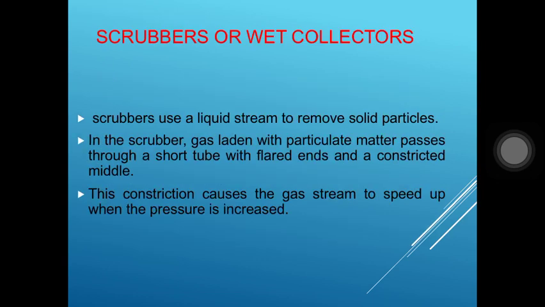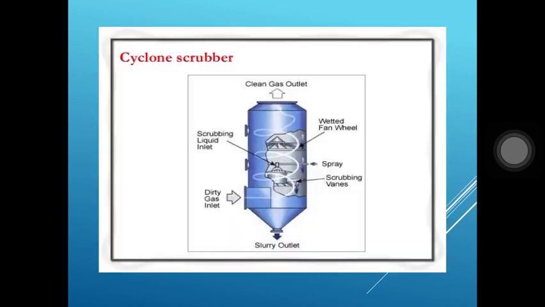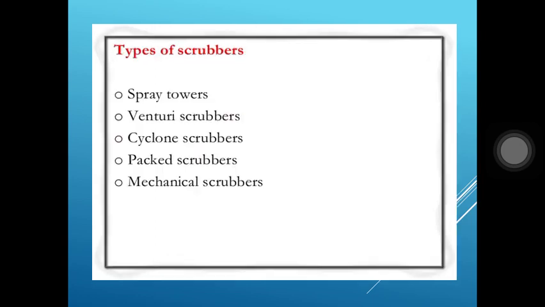Next is scrubbers or wet collectors. Scrubbers use a liquid stream to remove solid particles. In the scrubbers, gas laden with particulate matter passes through a short tube with flared ends and a constricted middle. This constriction causes the gas stream to speed up as the pressure is increased. Here you can see the cyclone scrubber, where the cyclonic action takes place. Types of scrubbers: spray towers, venturi scrubbers, cyclone scrubbers, packed scrubbers, mechanical scrubbers.